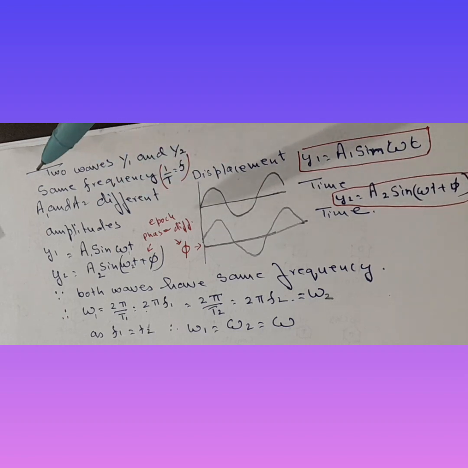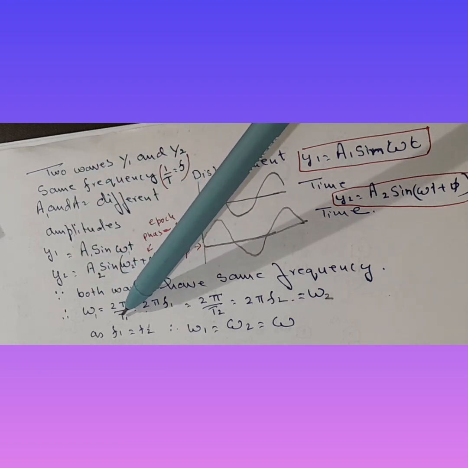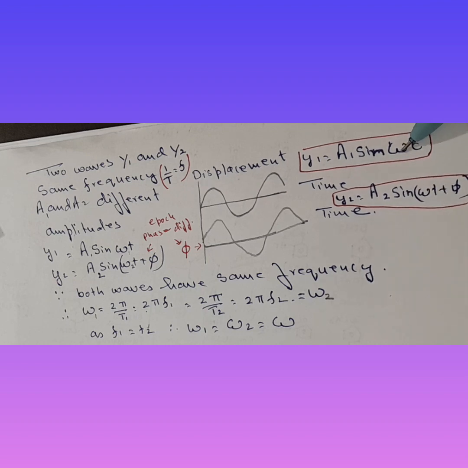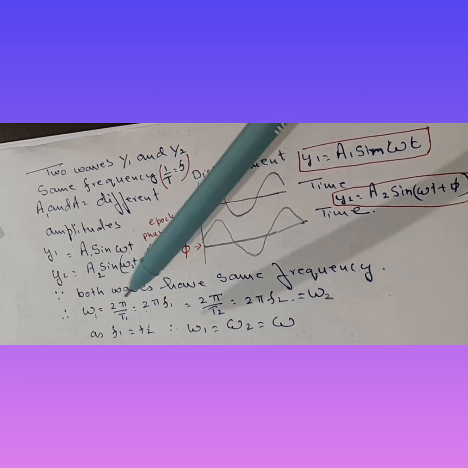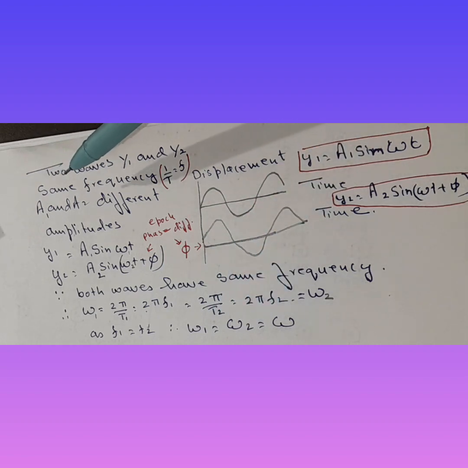Now these two waves y1 and y2 have the same frequency. Frequency is hidden in ω. Why? Because we know ω = 2π/T, where T is the time period and 1/T is frequency. So ω here and ω here are the same. If I call this ω1 and this ω2, then ω1 would be equal to ω2. That's what I have clearly mentioned here, for your understanding.